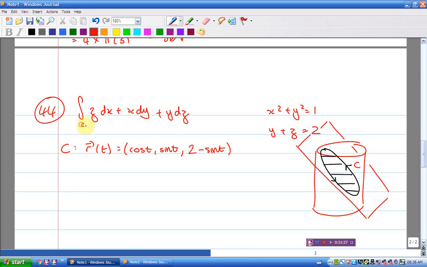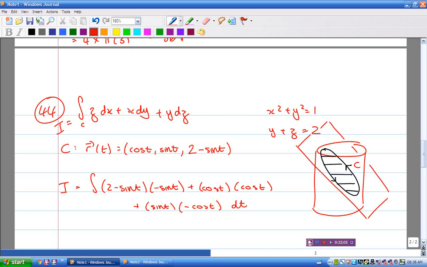So let's actually work out this line integral. They haven't given it a name, so let me call it I. I equals, okay, I'm going to put everything in terms of t. So z is 2 minus sine t. dx is minus sine t, and then, of course, a dt, but I'm going to push it to the end. Plus x is cos t, dy is cos t, and a dt, which I'm pushing to the end, plus y is sine t, and dz is minus cos t, and then there's my dt.